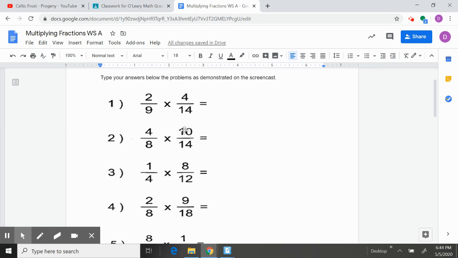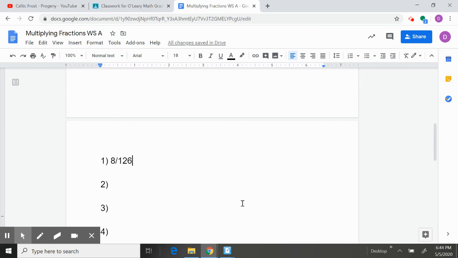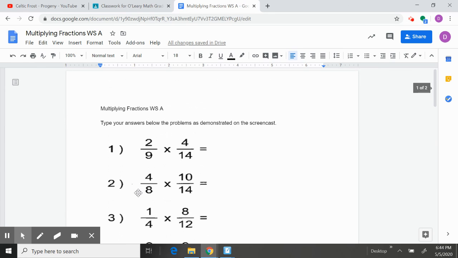Going back up to the top here. We have 4 times 10 is 40. 8 times 14 is 112. So you'd have 40 over 112. Again, you go down here, 40 over 112. So you will do that worksheet for classwork today. Tomorrow you have worksheet B, and then Wednesday you have worksheet C. So again, review week for you. Hopefully that makes sense. If you have any problems, reach out and let me know.